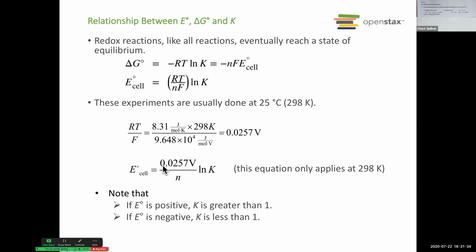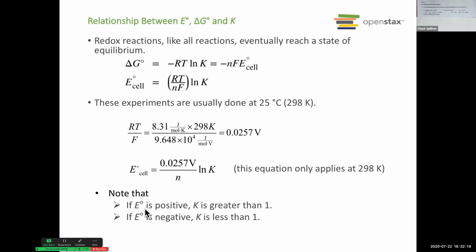So the standard cell potential is equal to 0.0257 volts over n, which is the number of electrons in the balanced equation that go from the anode to the cathode, times the log of K. So we can calculate K from this, knowing the cell potential. And I think the very first worksheet will be doing this calculation. Now this 0.0257, you have to remember, only applies at 298 K. If you're going to measure the cell potential at a different temperature, then you'd have to use RT over nF.